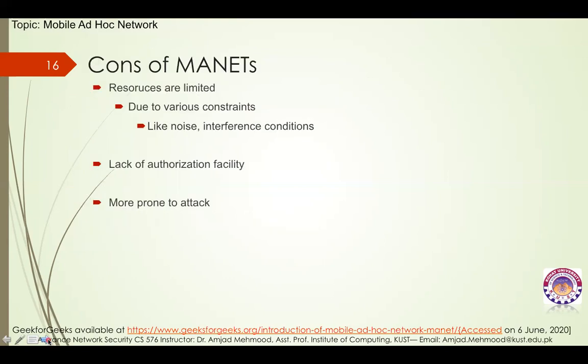Cons of MANET: resources are limited, as nodes are mobile on one side, and they have resource limitations, like limited battery or limited processing. Various constraints like noise and interference conditions can affect your network. There is also a lack of authorization facility, and the network is more prone to attacks as compared to other networks like wired networks.